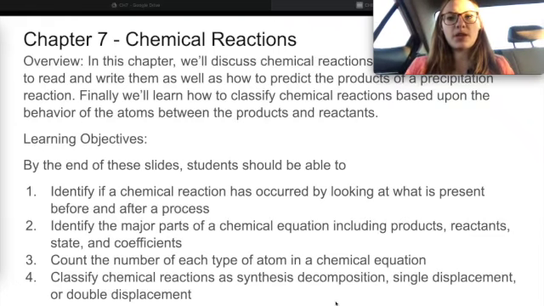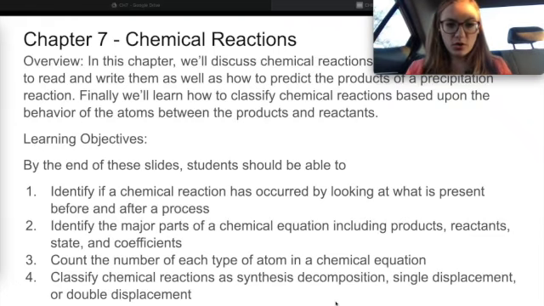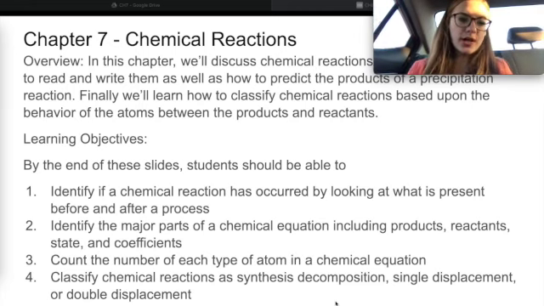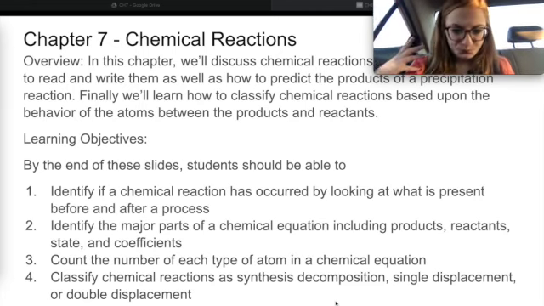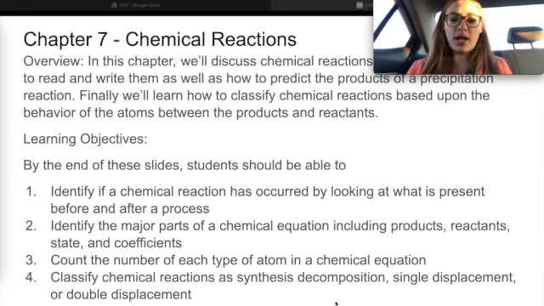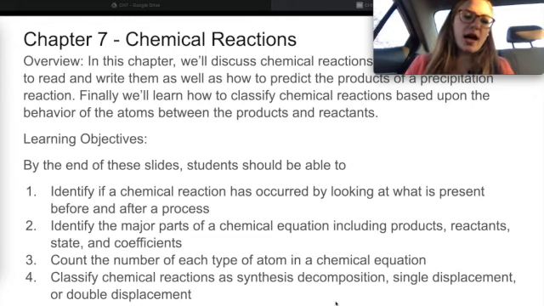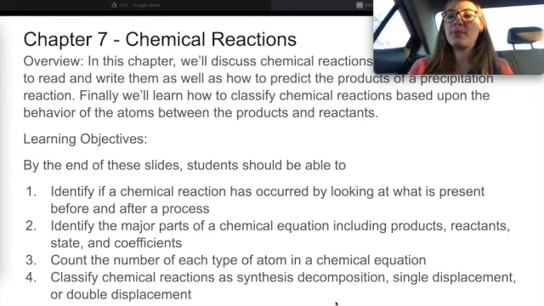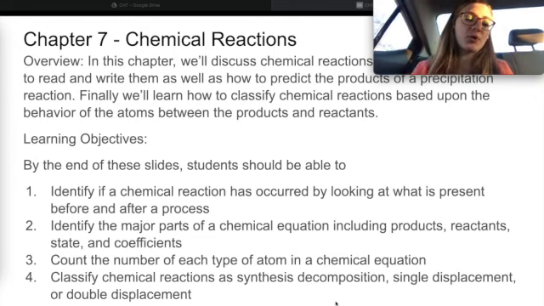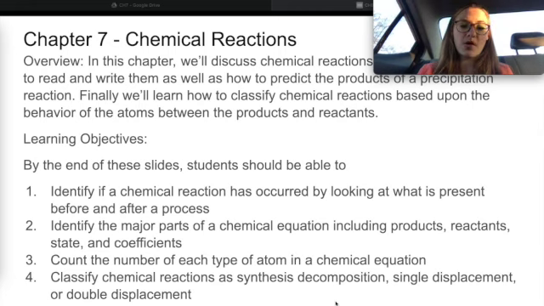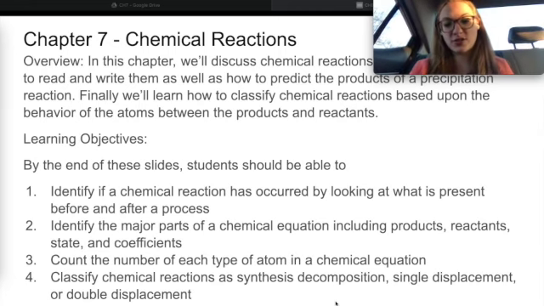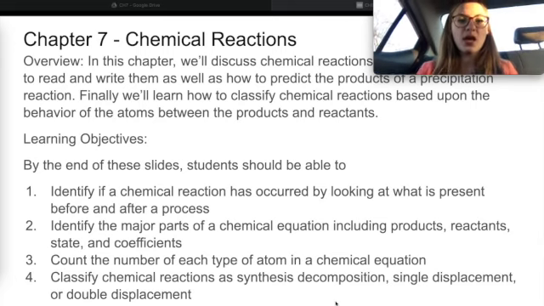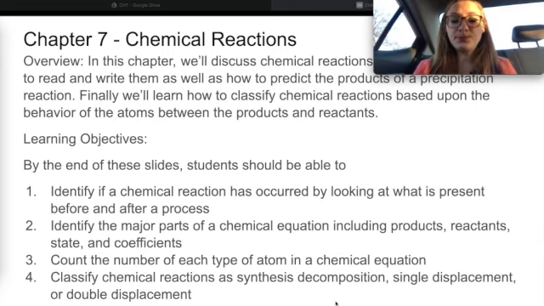Okay, so in this video, we're going to have a little bit of an introduction to chemical reactions. We're going to be able to identify if a chemical reaction has occurred. We're going to identify the major parts of a chemical equation, including products, reactant, state, and coefficient. We'll be able to count the number of types of each atom in a chemical equation, and we'll also work some on classifying chemical reactions as synthesis, decomposition, single displacement, or double displacement. So that's kind of where we're going to go in this video. So let's get started.